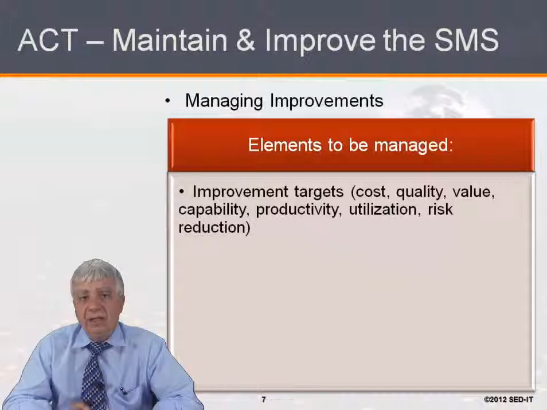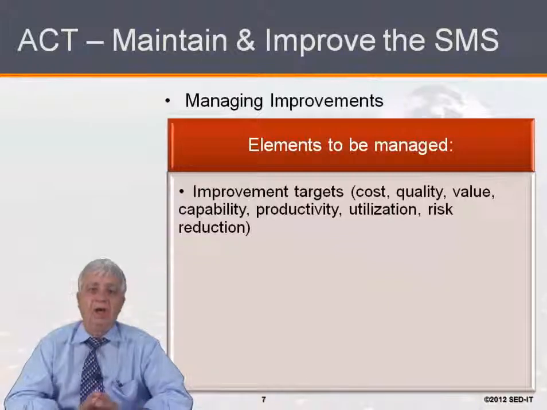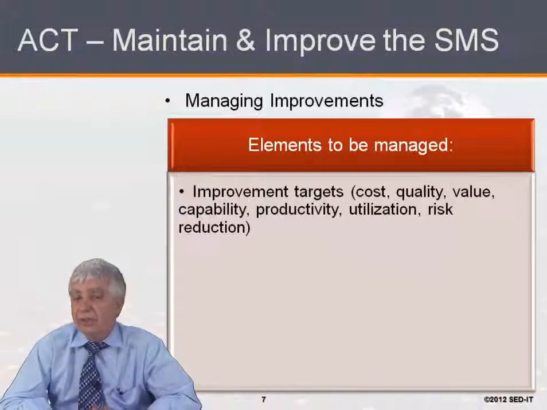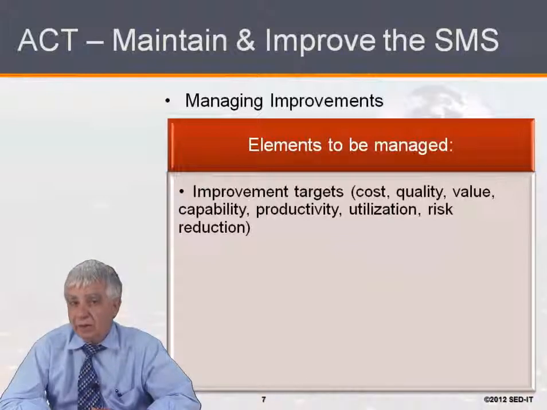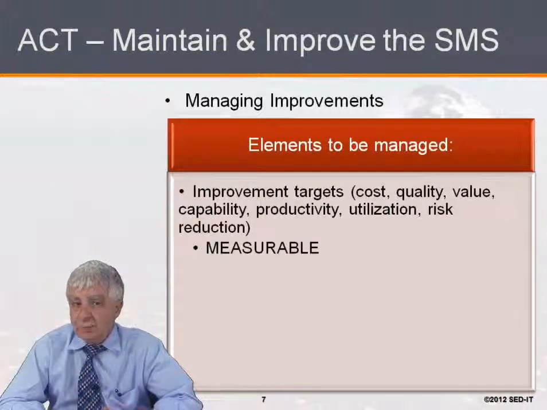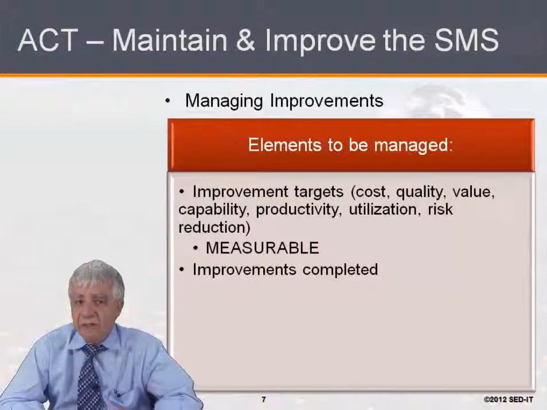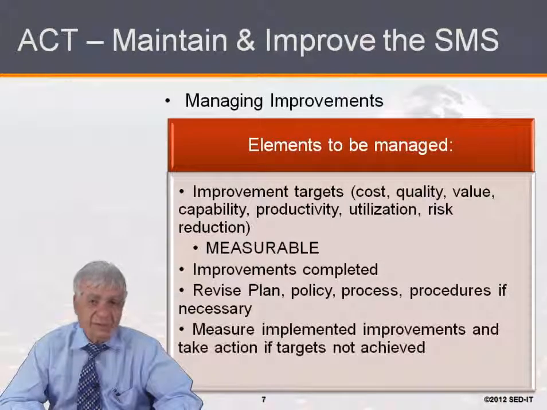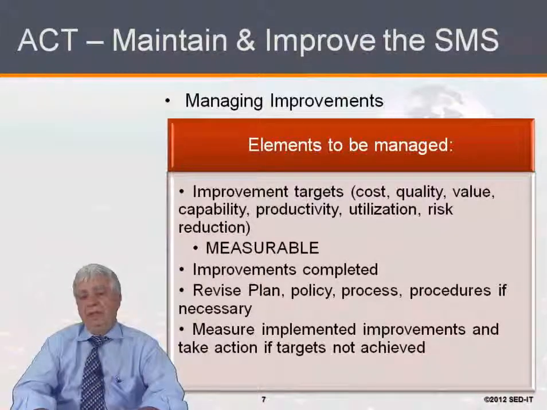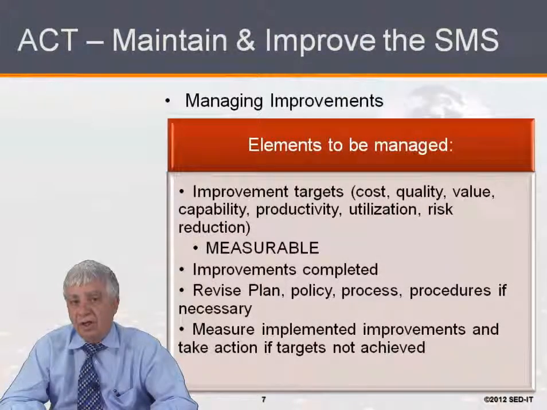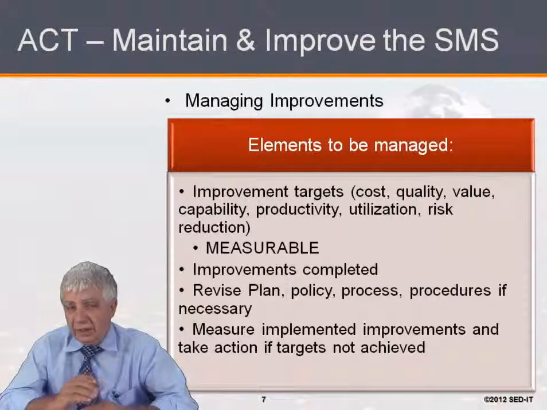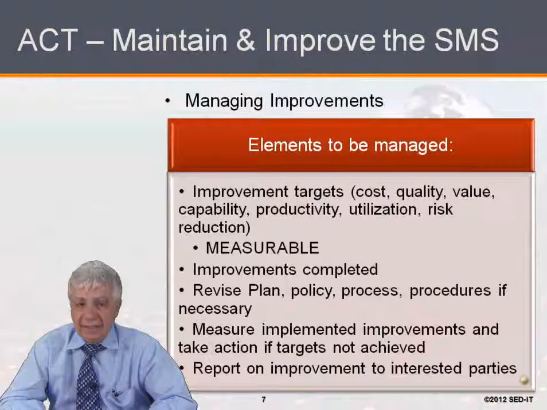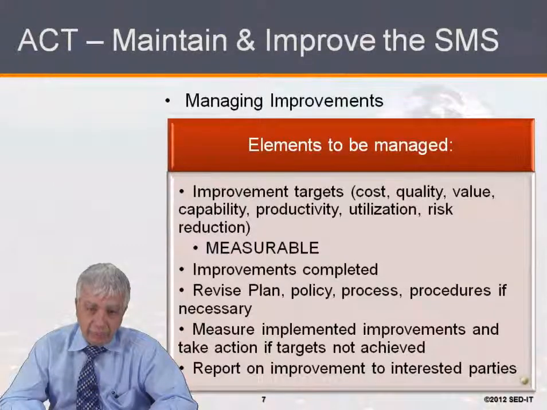Managing improvements, elements that need to be managed would be improvement targets. So we could have targets for cost, quality, value, capability, productivity, utilization, and risk reduction. These need to be measurable, and improvement needs to be completed. Then, as we do that, we need to revise our plan, policies, and process, if necessary. So we need to measure implemented improvement and take action if targets are not achieved. So if we didn't do enough of what we said we would do, it needs to be looked at. And lastly, we need to report on the improvement to the interested parties.